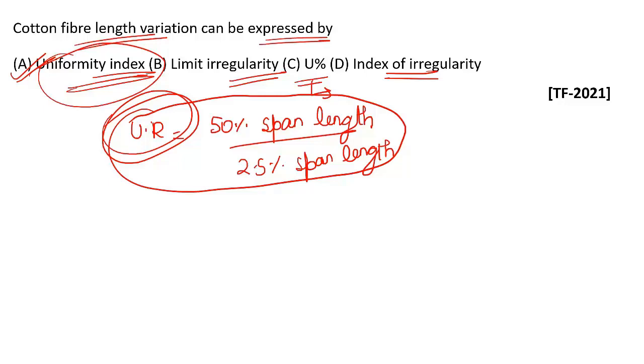Now coming to the next question. This is also a 1 mark question. It is of testing part. It says a high value of drape coefficient indicates option A limb fabric, option B stiff fabric, option C compressible fabric, option D smooth fabric.